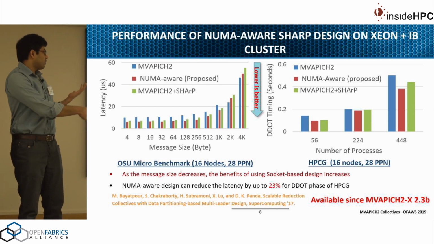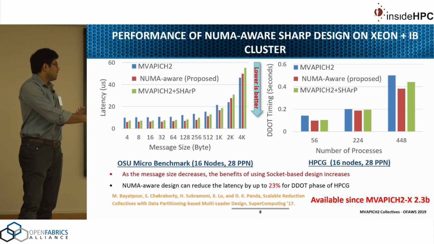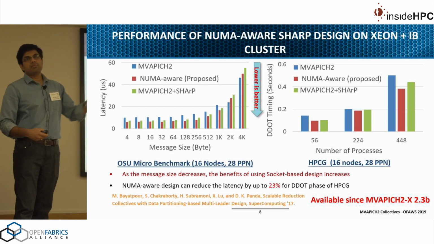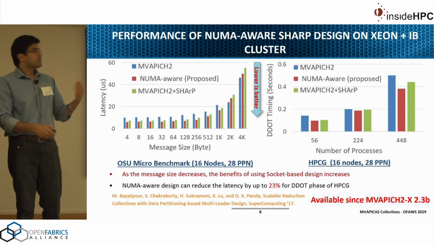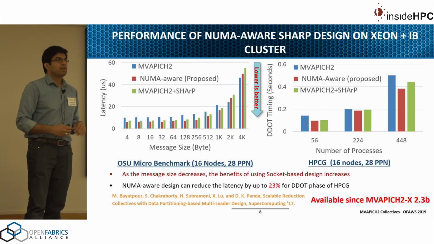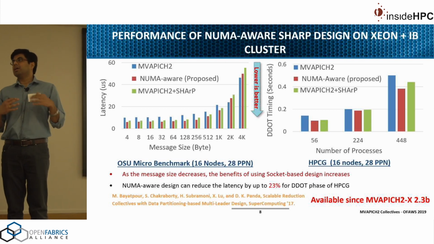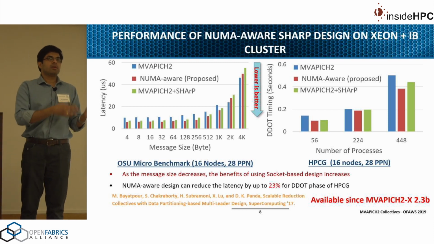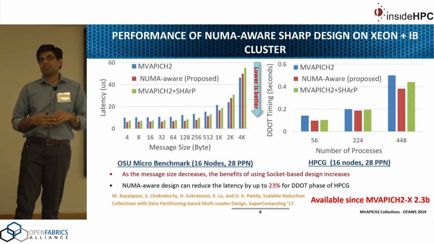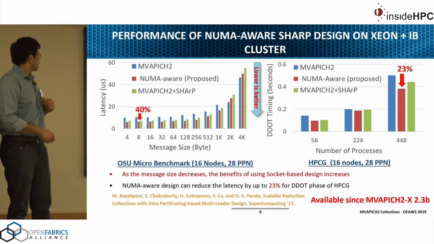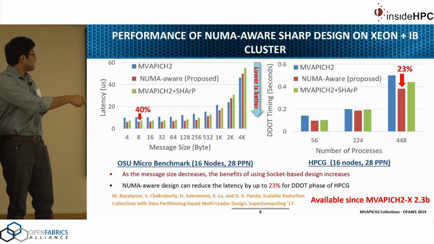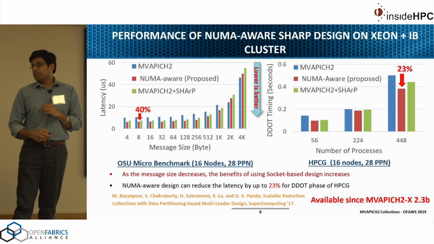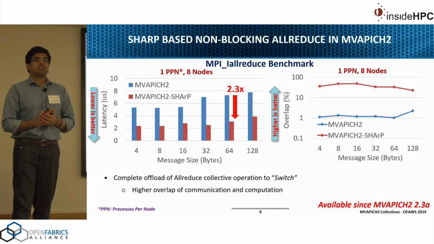Because of lack of access, we could only run this on 16 nodes. But if you scale this up to maybe 1,000 nodes or 2,000 nodes, the impact would be much, much better. Typically what we have seen is that hardware offloaded collectives perform much better than host-based collectives because you don't have to go up and down the stack. So there is a significant improvement in performance at the microbenchmark level as well as at the application level.